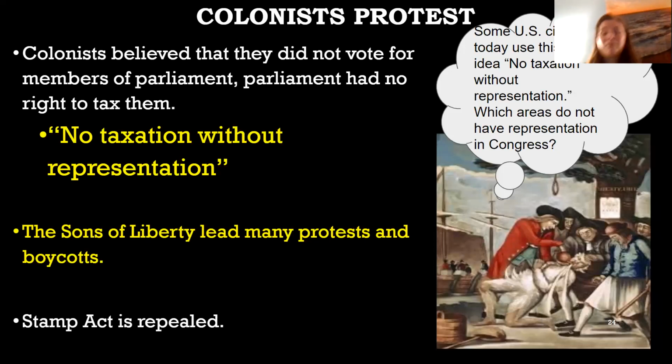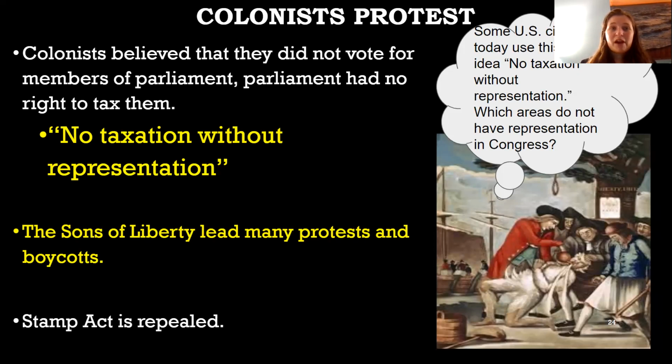So colonists make this main point that they did not vote for these members of parliament who are trying to tax them. So therefore, parliament has no right to tax them. They didn't vote these people into office. They're saying no taxation without representation. And the Sons of Liberty are one of the main groups that's going to lead protests and boycotts here. And this is something that leads to repealing the Stamp Act.